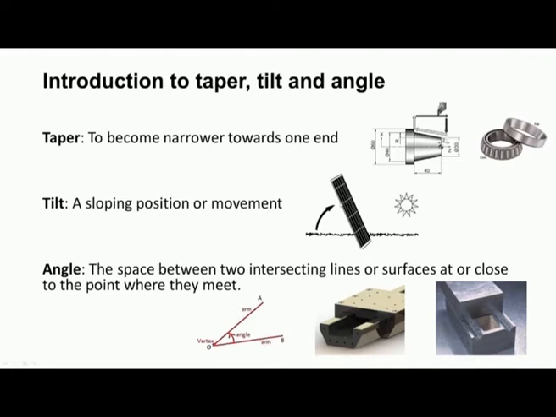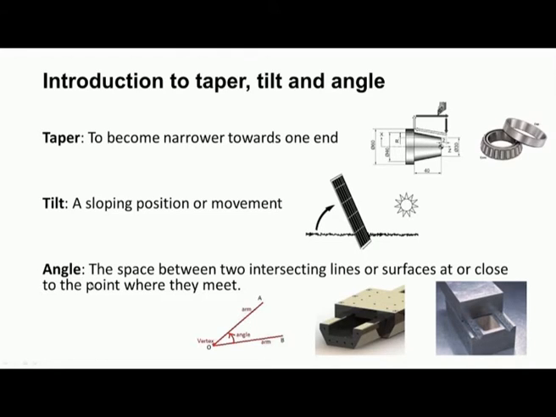Then we have tilt, a sloping position or movement. One simple example is shown here. We have a solar panel, and its inclination is changed with the tilt, or the orientation of the solar panel is changed. That means this sloping position or sloping movement is known as tilt.